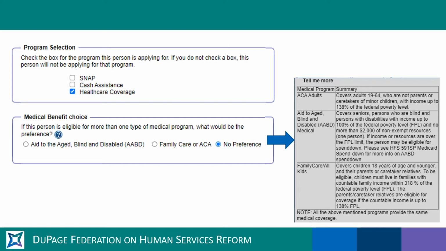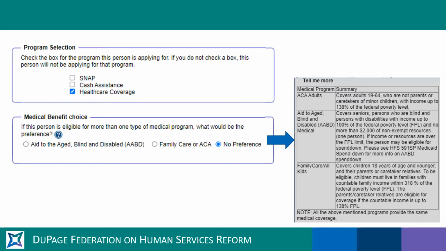You will also see a question if someone's applying for health coverage, a medical benefit choice, whether it's aid to the aged, blind, disabled or family care or ACA or no preference. This is probably most relevant to those adults with disabilities who are not yet receiving Medicare, because they can be put into either the ACA adult program or the AABD program. And so if they have a strong preference about which program they should be assessed under, this is where they would indicate that choice.